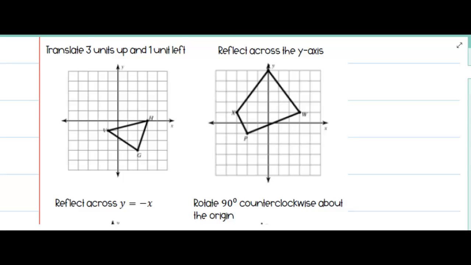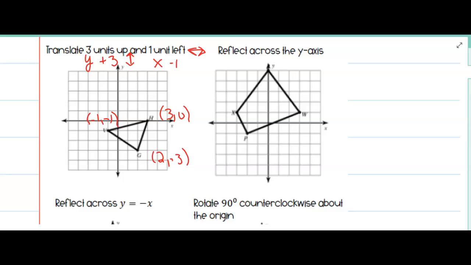Now, like I talked about with the translations earlier, if you had the points, so if they had just given you that V is at -1 comma -1, H is at 3 comma 0, and G is at 2 comma -3. When you translate it 3 units up, that means you're going to take your y coordinates and you're going to add 3, because up and down, that's your y-axis. And when you go 1 unit left, okay, left and right, that's your x-axis, and since I'm going left, we would subtract 1 from our x coordinates.